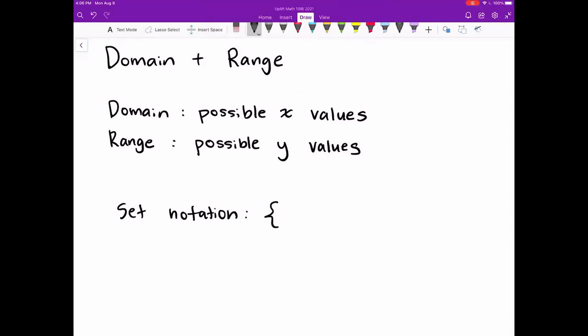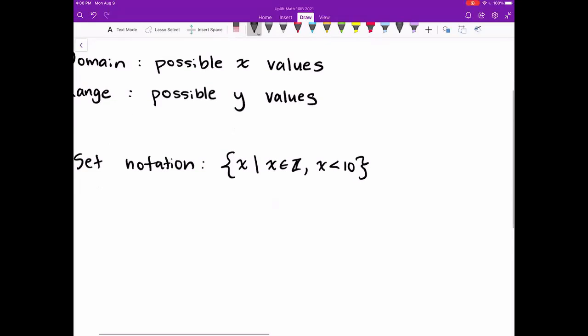In your set notation, we first start off with a curly bracket, and then we list the variable that we're describing. So in this case, we can do x for range. And then we would put a vertical slash, and after the slash, we'll put in conditions. So for example, x is an integer, and x is smaller than 10. And then we would end it off with a closing bracket. So what this means is that x can be any value ranging from negative infinity all the way to 9.